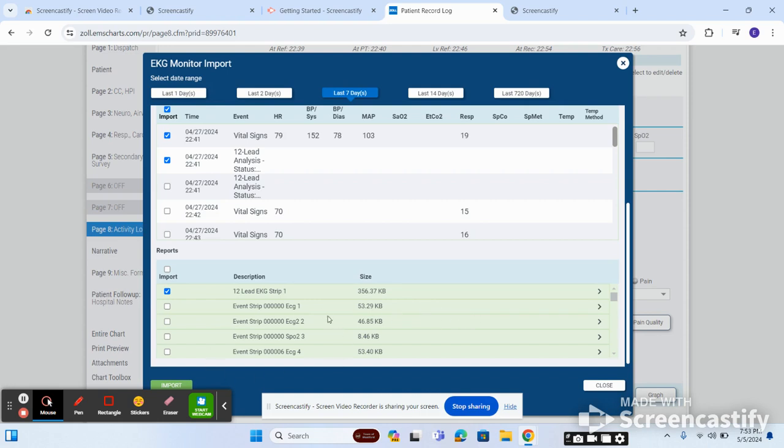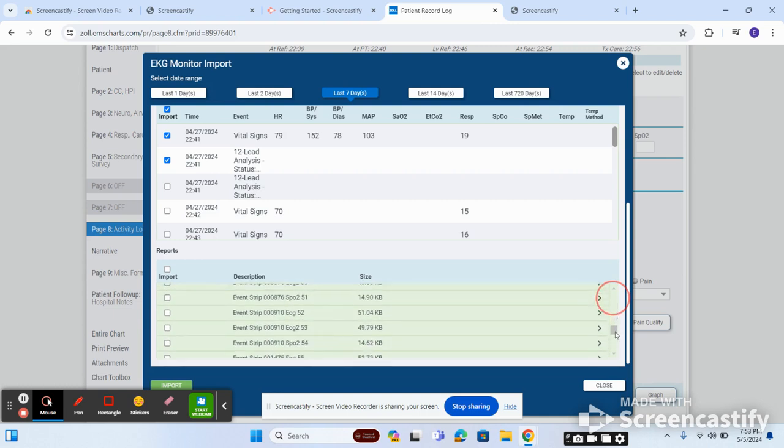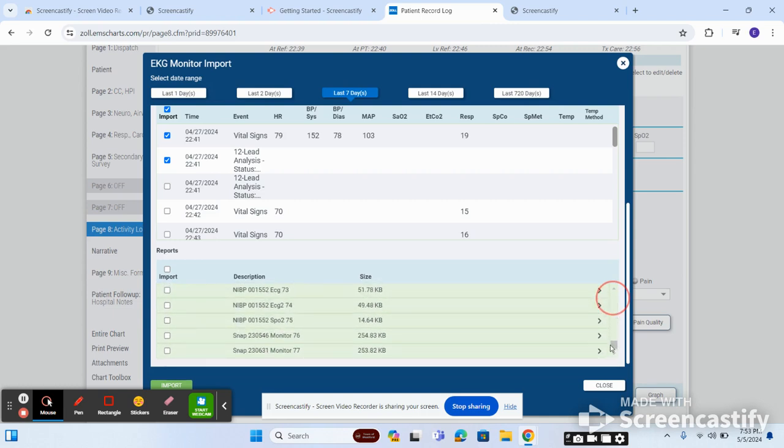If we were to pull in and leave all of these intact, this is going to create a report that is greater than 20 to 30 pages long and is going to infuriate the hospital. This will generate a call from one of the registrars at the hospital saying, you need to tell your crews to stop importing so much data. It's bogging down our system. So we're going to deselect all of that and only import the 12 lead EKG. So right now we're going to hit import.